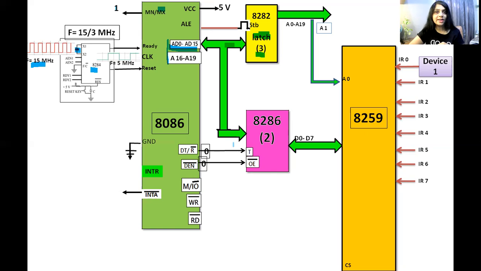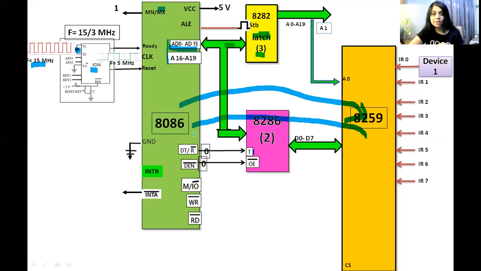How does it decide the direction of data flow? The data transmit/receive bar pin of 8086 is connected to the transmit pin of 8286. Transmit is active high and receive is active low. Whenever 8086 wants to write something into the 8259, it is a transmit operation, and at that time it should transfer logic 1 on this pin. And whenever 8086 wants to receive or read some data from 8259, it is a receive operation, and at that time logic 0 should flow on this pin.